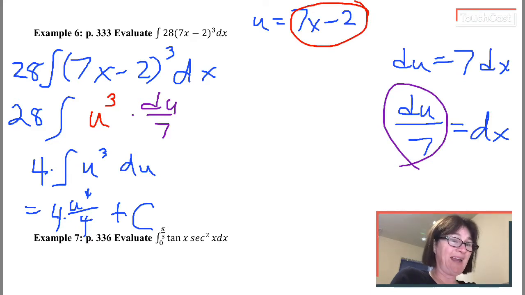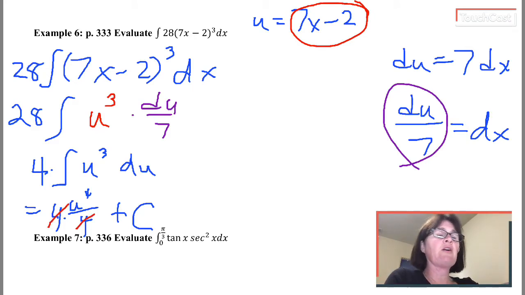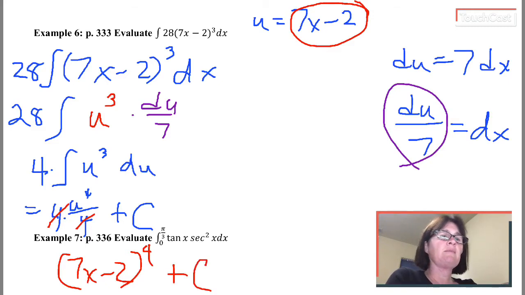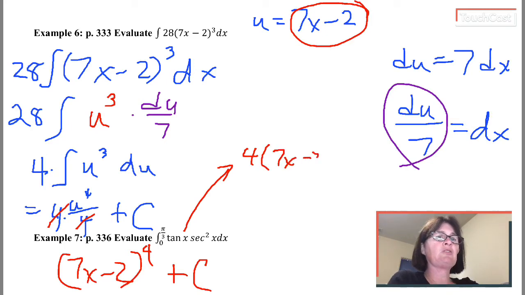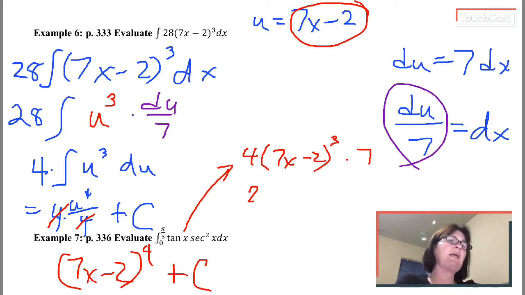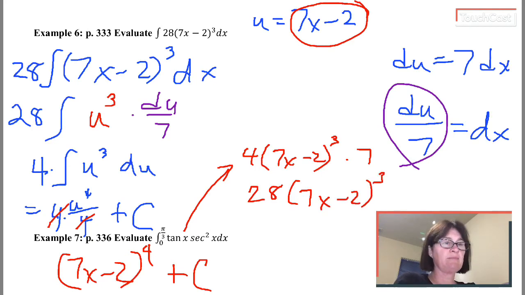I need to report my answer in terms of x. So I'm going to simplify this 4 and 4 and go back to, instead of using u, using 7x minus 2. So it's going to be 7x minus 2 raised to the 4th plus a constant. I'm going to double check my answer. So remember, if I wanted to take the derivative of 7x minus 2 raised to the 4th, that's going to be 4 times 7x minus 2 cubed times the derivative of the inside, which is 7, which makes 28 times 7x minus 2 cubed. Final answer.